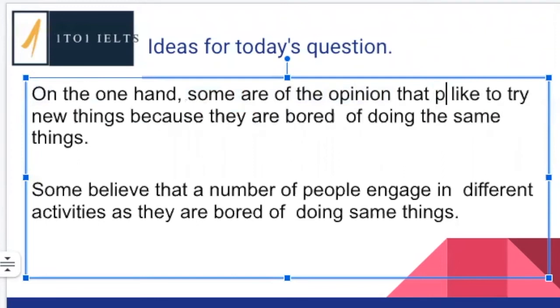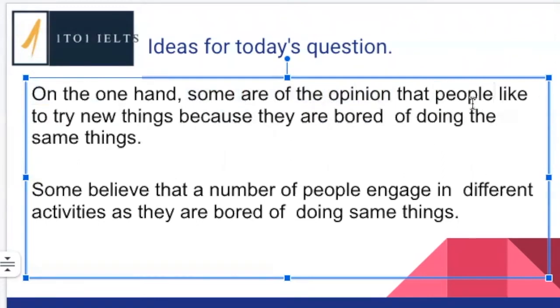Yeah, we could put people. I would avoid putting some because you've already said some, so we want to sound less repetitive. We could maybe put individuals. So on the one hand, some are of the opinion that people like to try new things. Okay, so it's very clear what the question is. So that's good. Excellent, we're showing a reason. They are bored of doing the same things. Okay, good. Here, once again, we've got this word things.